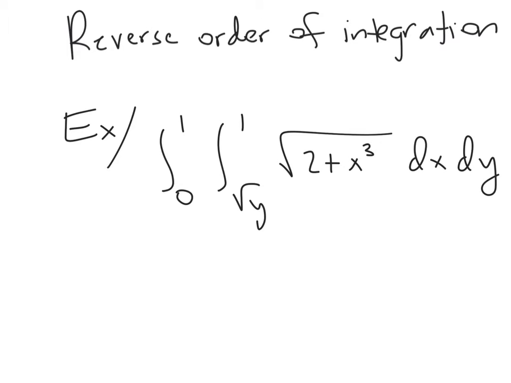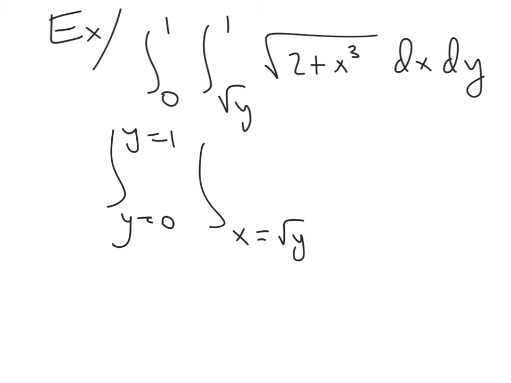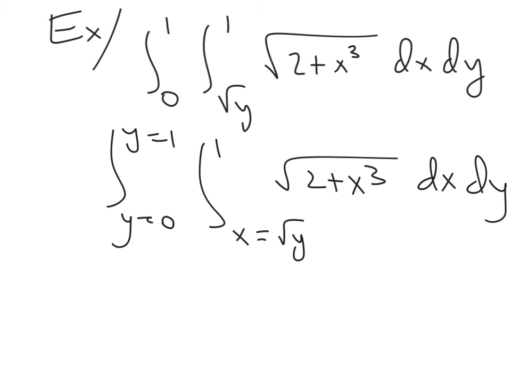To begin to reverse the order, we need to start by sketching the region of integration, because we need to switch from horizontal stripes to vertical stripes, or from vertical stripes to horizontal stripes. And to do that, we need to know what the region is that we're working with. To find the region, I start by rewriting the bounds. I'm going to rewrite the bounds really explicitly as y equals 0 to 1, x equals square root of y to 1, and then my integrand doesn't really matter for drawing the region, dx, dy.